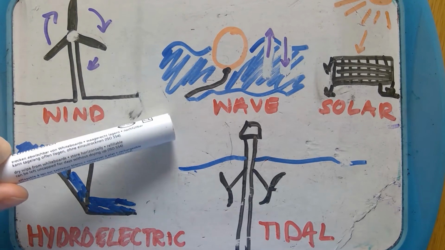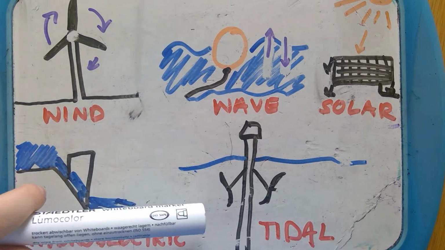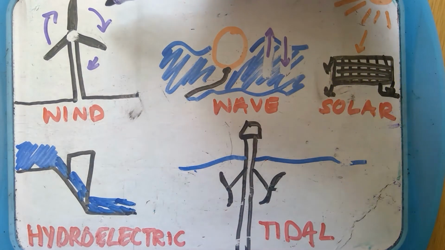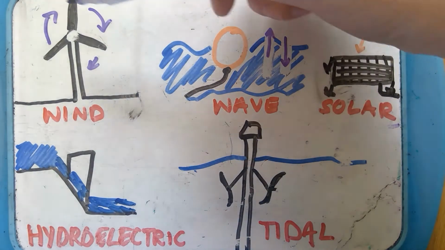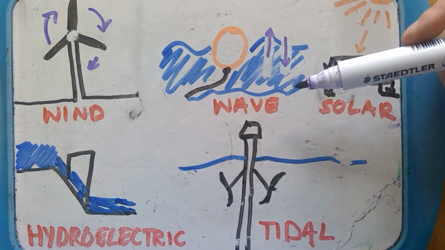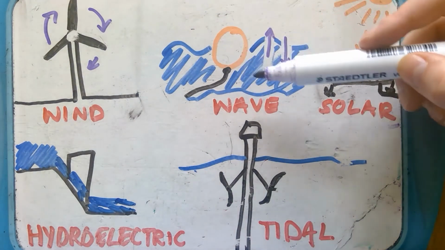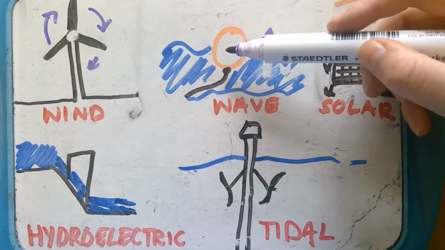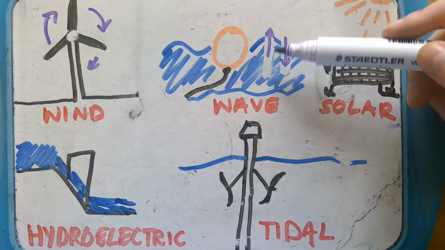In wind, wave, hydroelectric, and tidal, it is movement energy, kinetic energy, which turns the turbine and a generator. Do you remember that from the last diagram? The purple arrows can show us the movement of the wind turbine, the wave. This is a wave, and on top of the wave there is a buoy, an object which inside has a generator and it moves up and down.